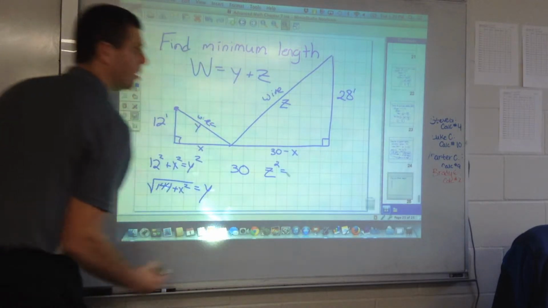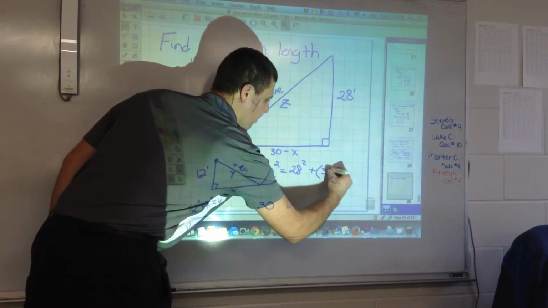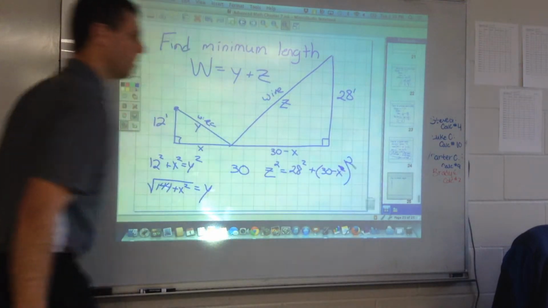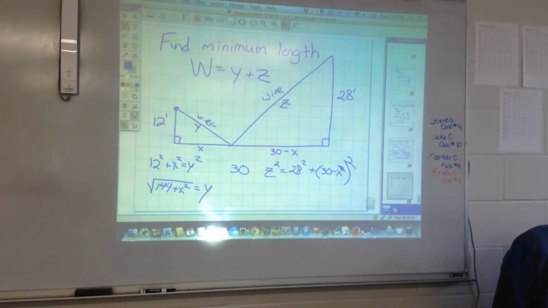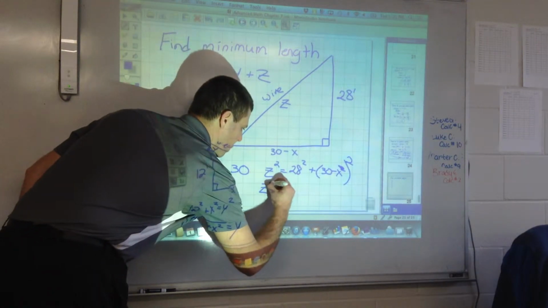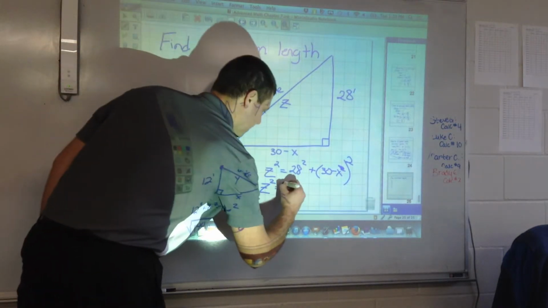Z squared would equal 28 squared plus (30 minus x) quantity squared. So would we want to FOIL that out? I think so, because I just think keeping the expression underneath the square root would be easier if it were not within another set of parentheses. So 784 plus x squared. 28 squared was that 784? Yeah, that's what I got. Okay.